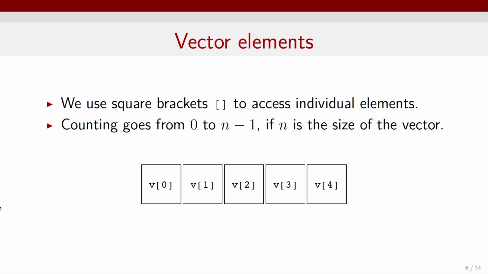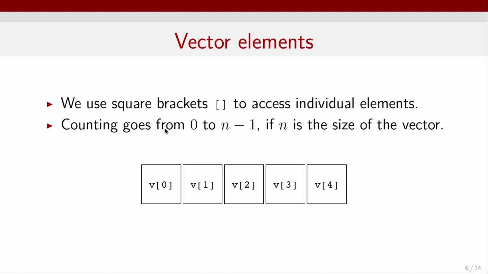Now, if I want to access the elements of the vector, I can use square brackets. So each square bracket will access an individual element. For example, v of 0 will access the first element, v of 1 will access the second element, and so on. And in this case, it's a vector of 5 elements that we just declared. So v of 4 will access the last element.